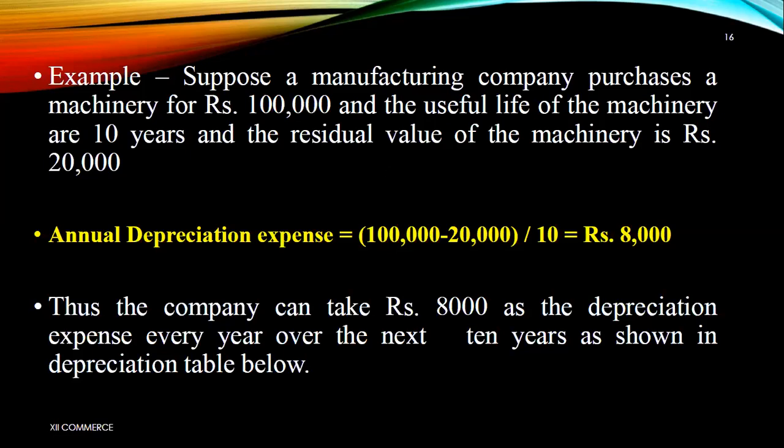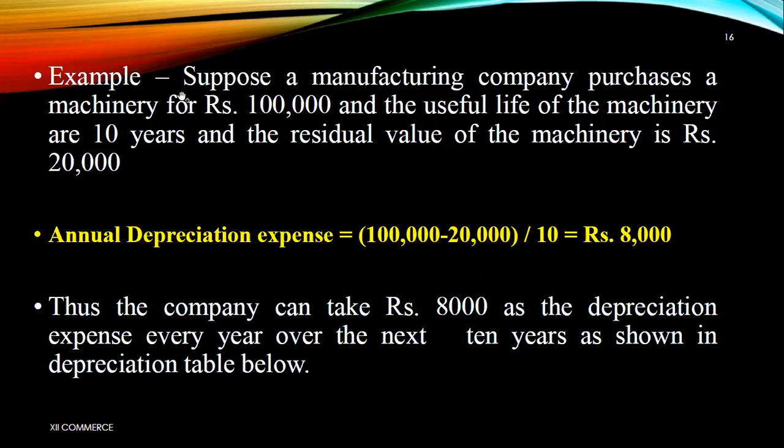Total cost is 100,000, they put the 100,000 over here. Then the useful life is 10 years. Residual value is 20,000. Total cost 100,000 minus 20,000, here it is given. Then divided by 10, this is your useful life, which is given in the question. So this type of question will appear in the examination. You simply have to put the formula and find out the answer. It is very easy.